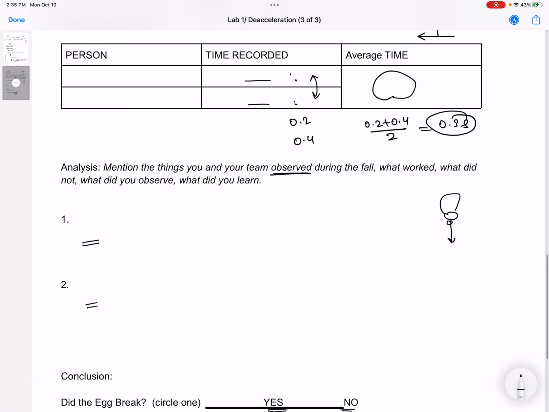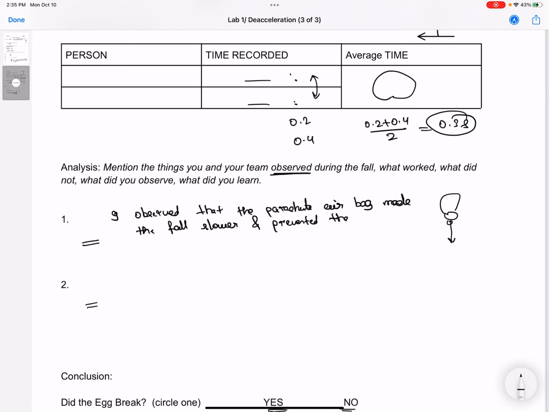And yeah, so let me give you an example here. For example, I observed that the parachute airbag made the fall slower and prevented the egg from crashing. So something like that, what you observed and what effect you saw from that.